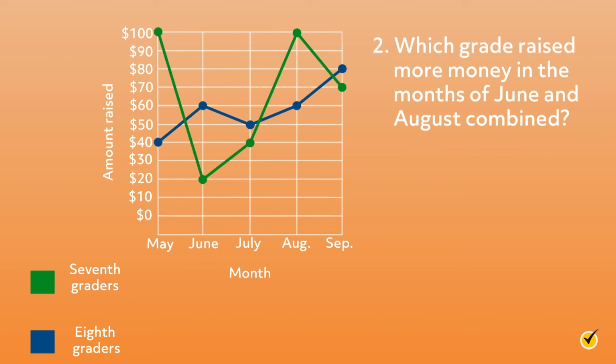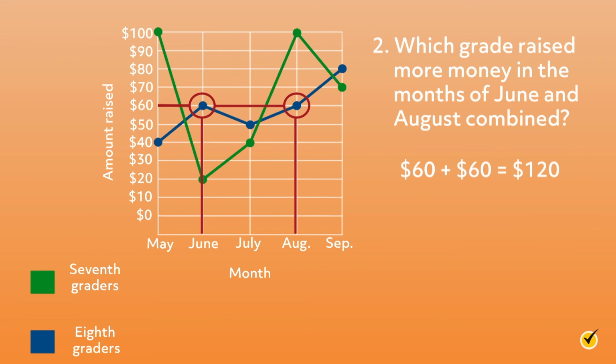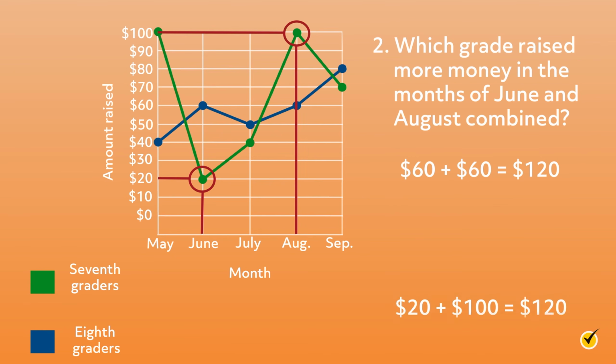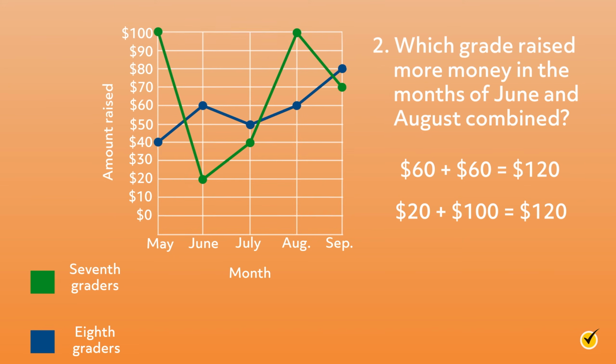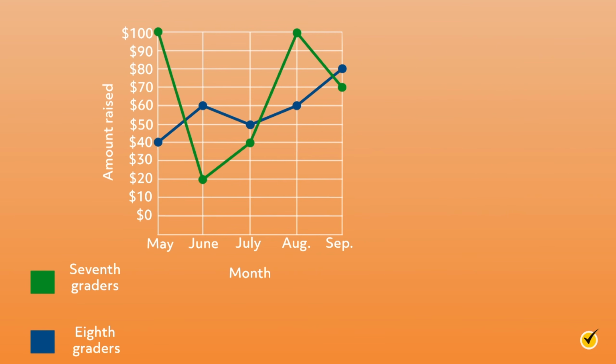Which grade raised more money in the months of June and August combined? The 8th grade students, shown in blue, raised $60 in June and $60 in August. 60 plus 60 equals 120, so the 8th grade students raised $120 in June and August. The 7th grade students, shown in green, raised $20 in June and $100 in August. 20 plus 100 equals 120, so the 7th grade students raised $120 in June and August. As you can see, both grades raised the same amount of money in the months of June and August combined.